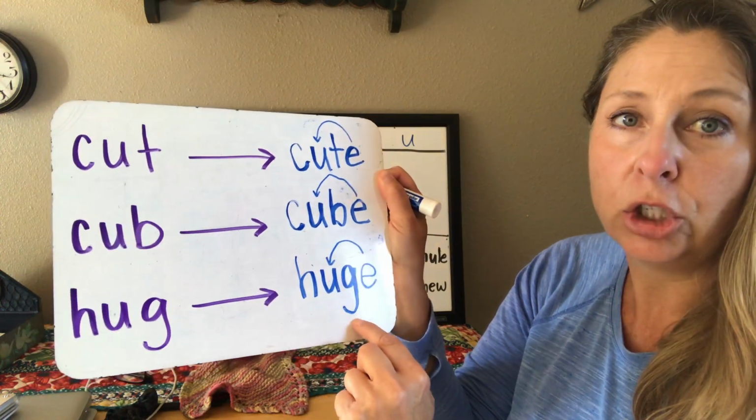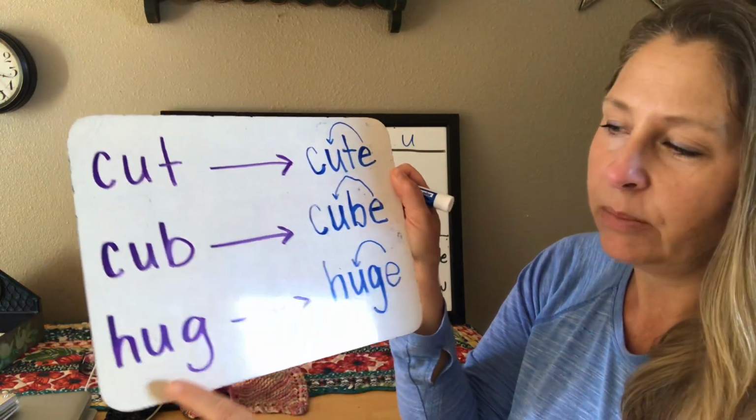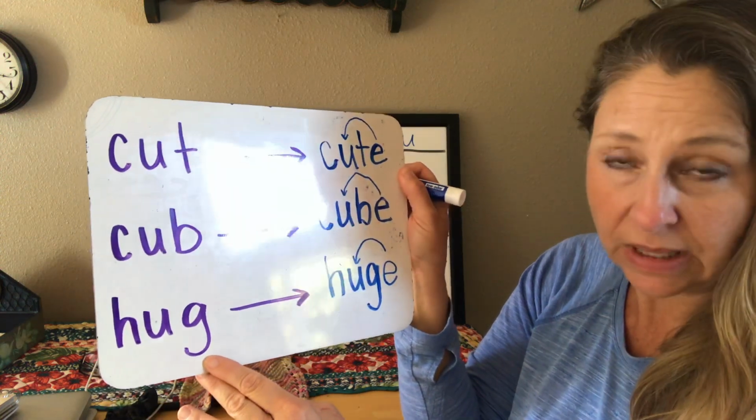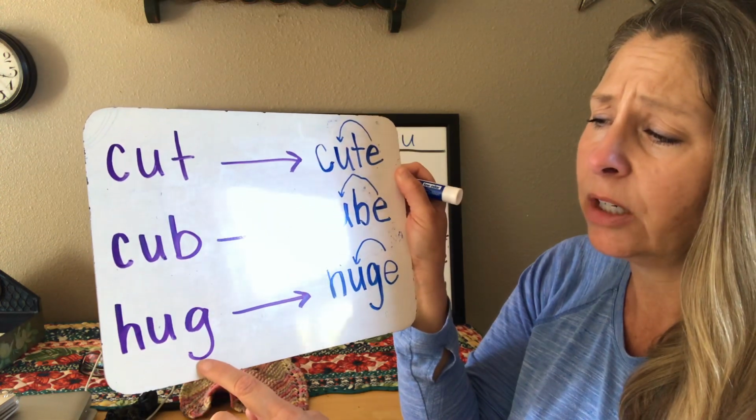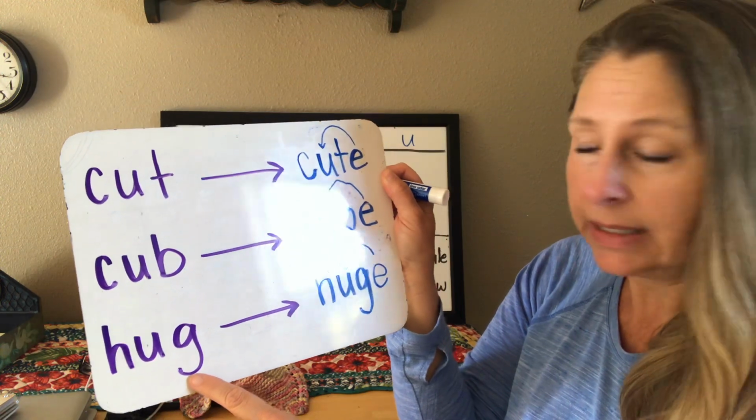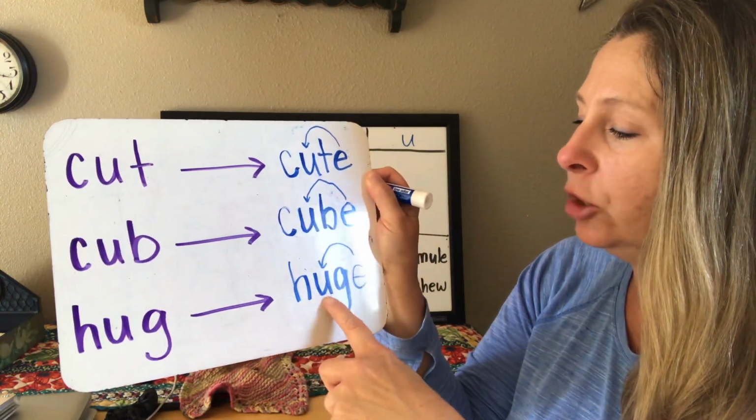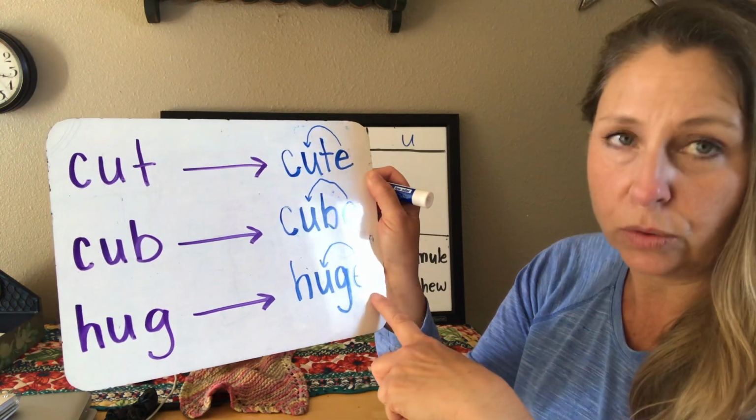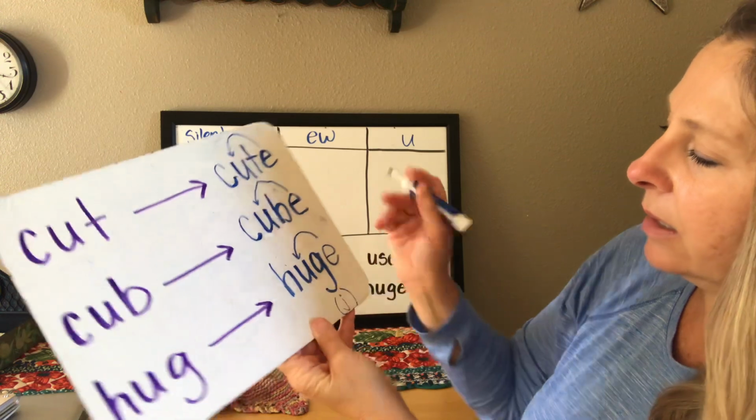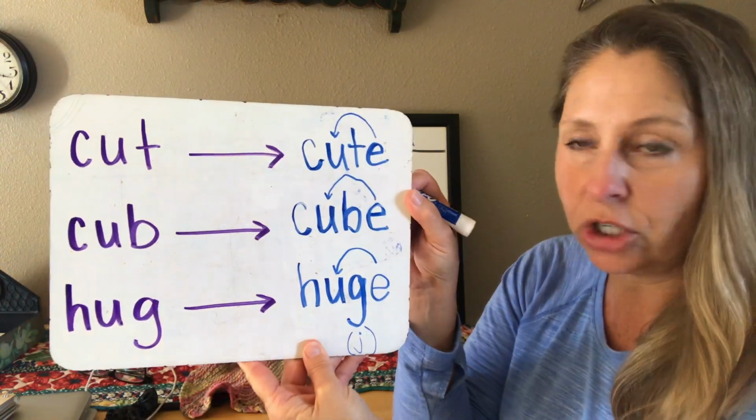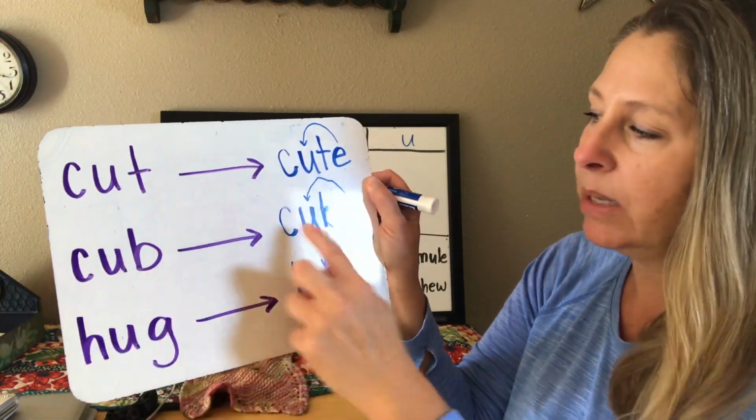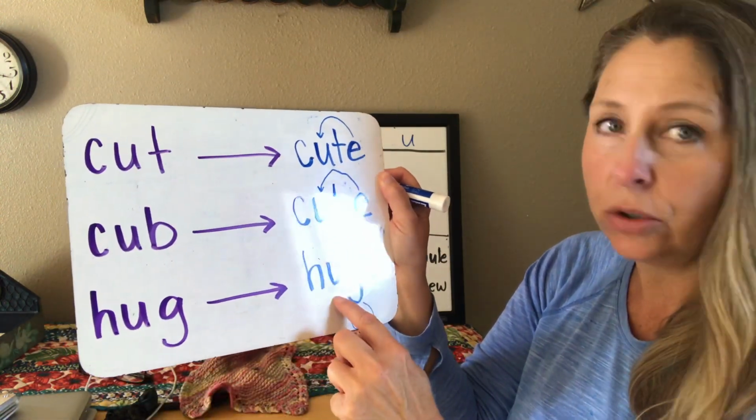huge, huge. Now this is hard because this G in hug is saying the g sound that we usually think of when we hear or see a G. But sometimes G can change into that J sound that we've talked about. So on this word it's huge, huge. So this G is actually making the J sound, like in giraffe. G can say J sounds too. All right, so we went from cut to cute, cub to cube, hug to huge.